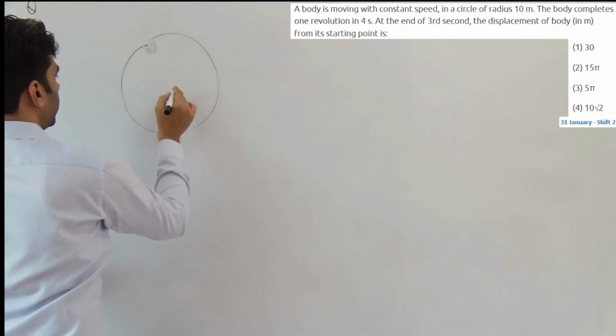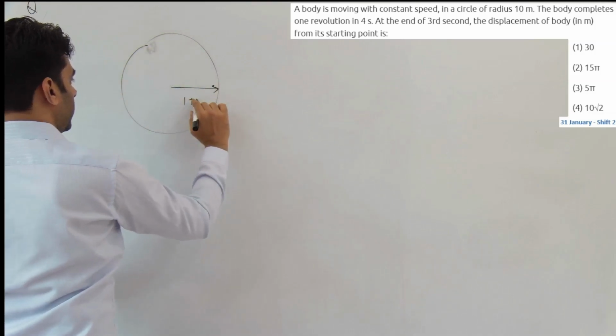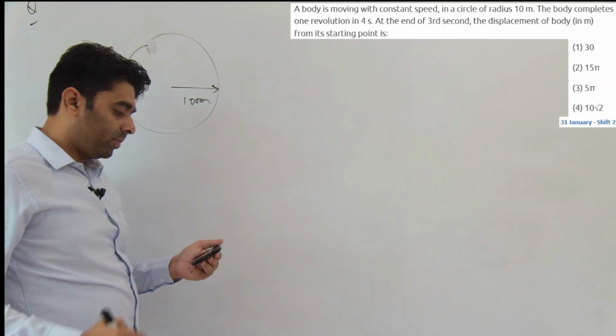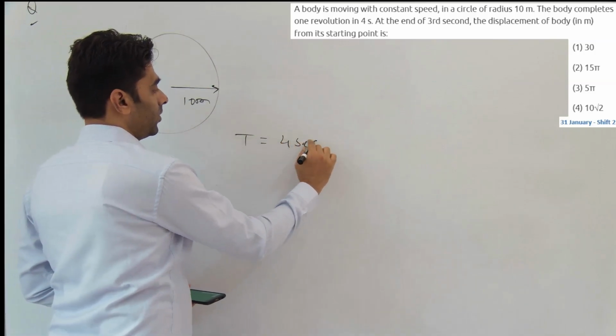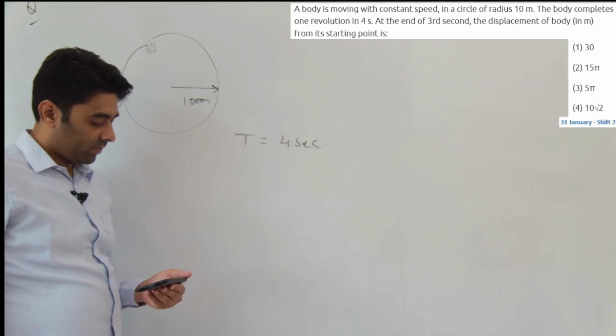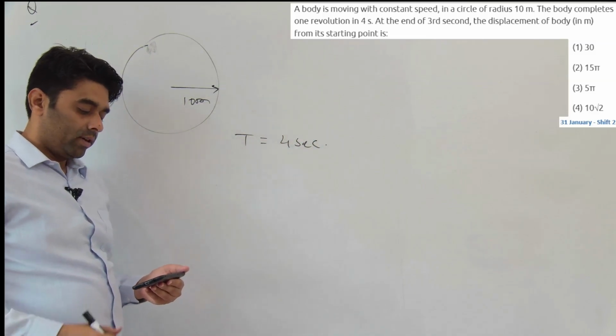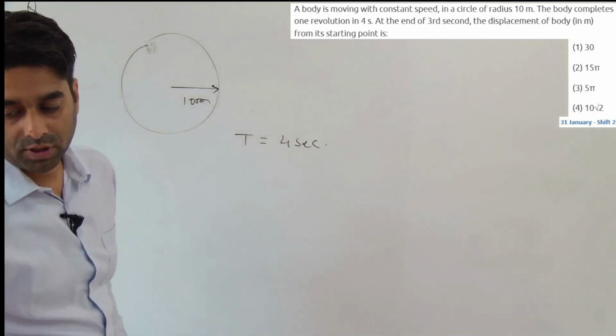A circle of radius 10 meter. A body is moving with constant speed. The body completes one revolution in 4 seconds. One revolution in 4 seconds means the time period is given to you as 4 seconds, and it is going with constant speed, fine. At the end of third second, the displacement of the body from its starting position is.